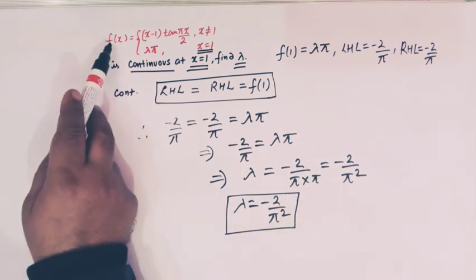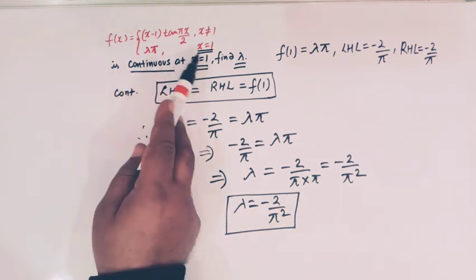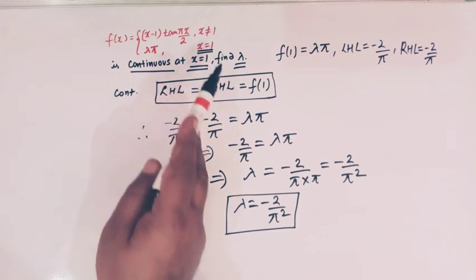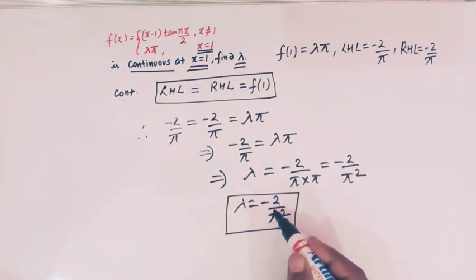So viewers, if this function f of x is continuous at x equal to 1, then the value of lambda is minus 2 over pi square.